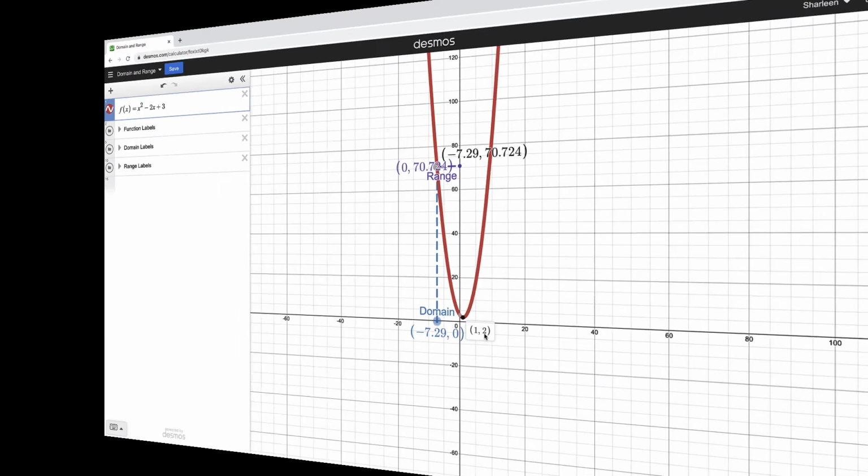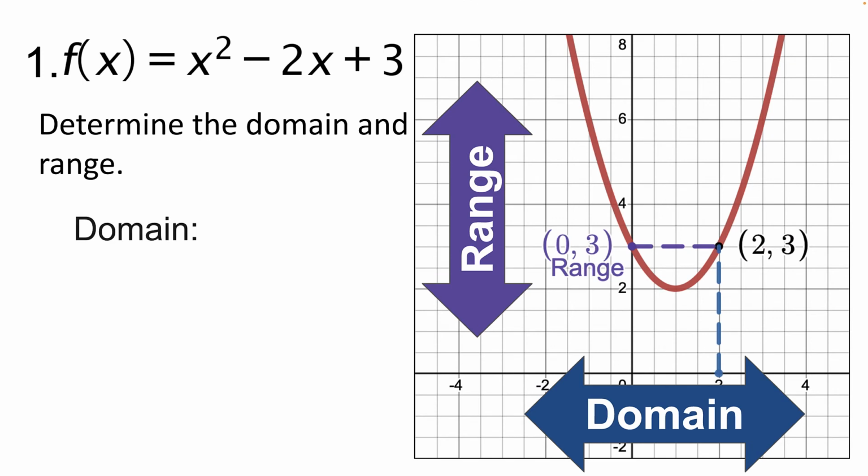To summarize, our domain was all real numbers. Using interval notation, we would write that as negative infinity to infinity. There are no restrictions on x values. x could be anything for this function. The range or the output values are limited to values between 2 and infinity. That's because 2 is the y-coordinate of the vertex.